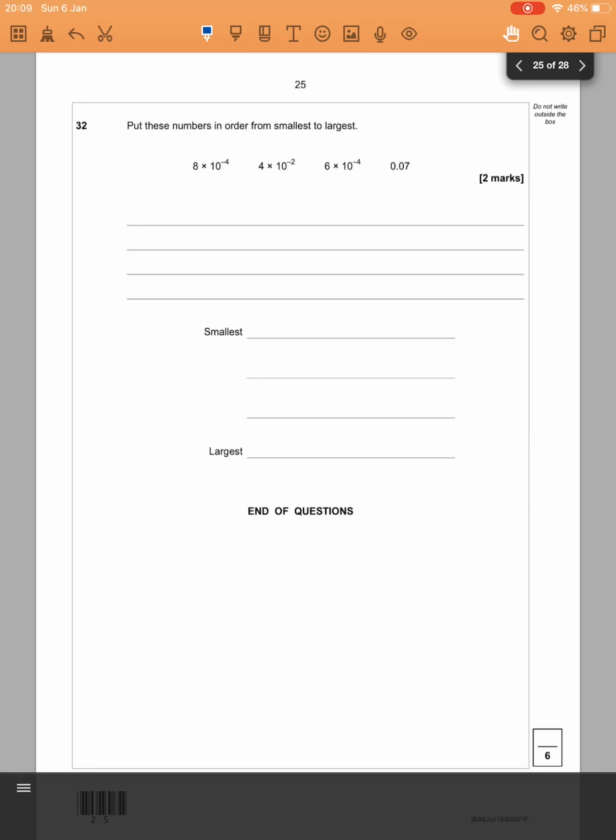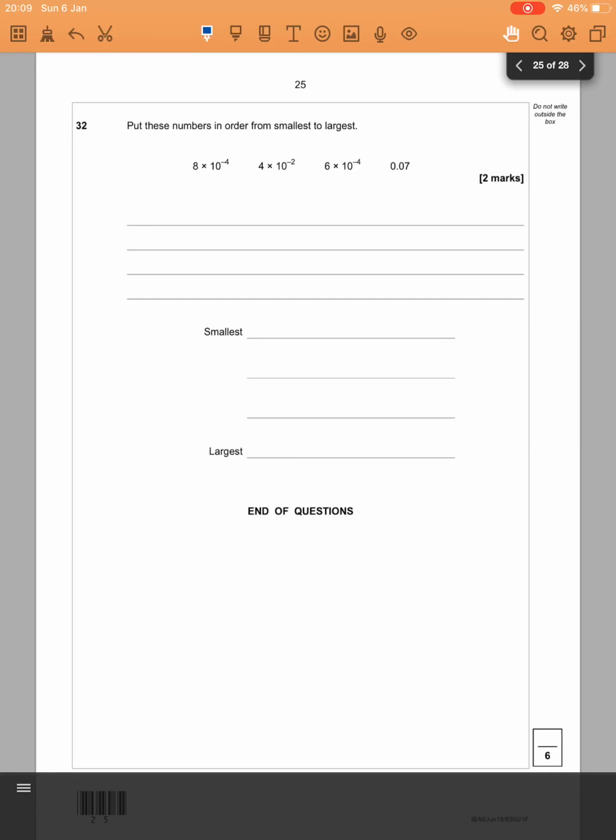Question 32. Put the numbers in order from smallest to largest. Well, your first thing to do here is probably to change them all into decimals. You have some numbers written in standard form, so you need to change them into decimals, then you'll be able to see quite clearly which one's the smallest and which one's the largest and put them in order.